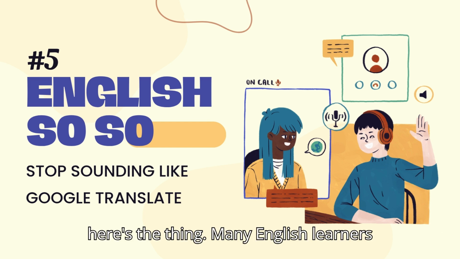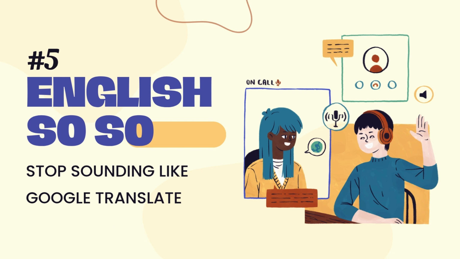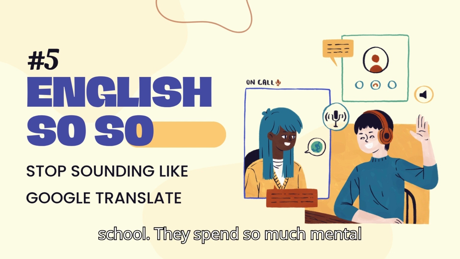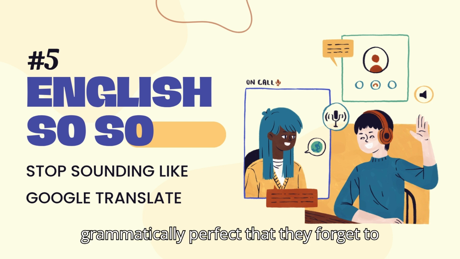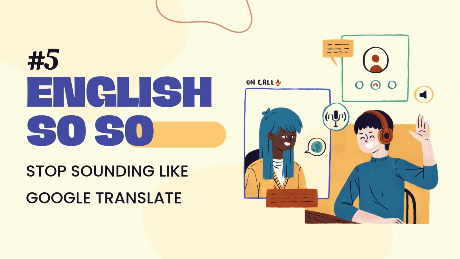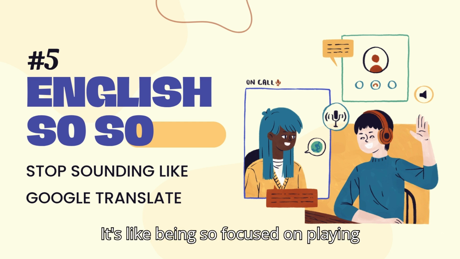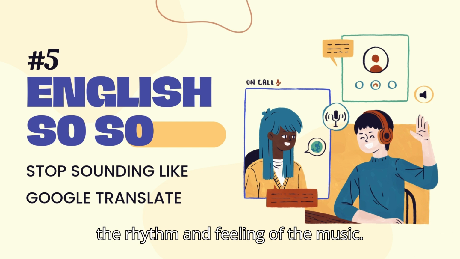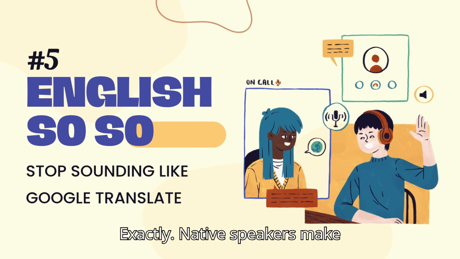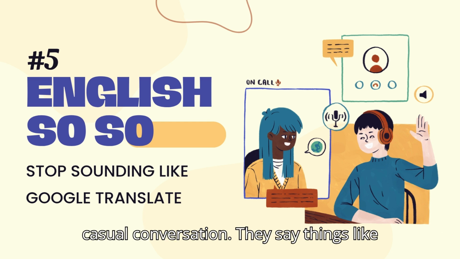So, here's the thing. Many English learners are perfectionist about grammar because that's how they learned English in school. They spend so much mental energy making sure every sentence is grammatically perfect that they forget to focus on natural communication. Ah, I see where you're going with this. It's like being so focused on playing each note perfectly that you forget about the rhythm and feeling of the music. Exactly.